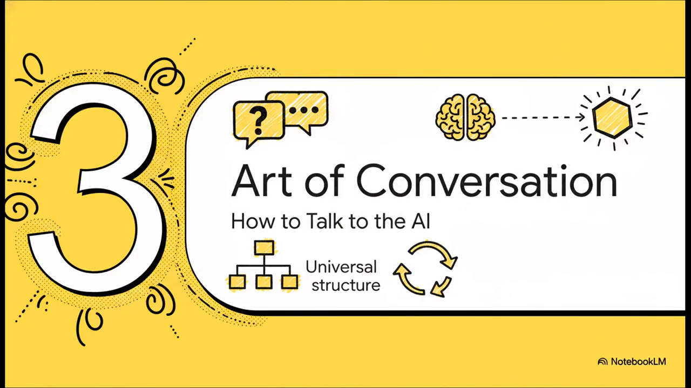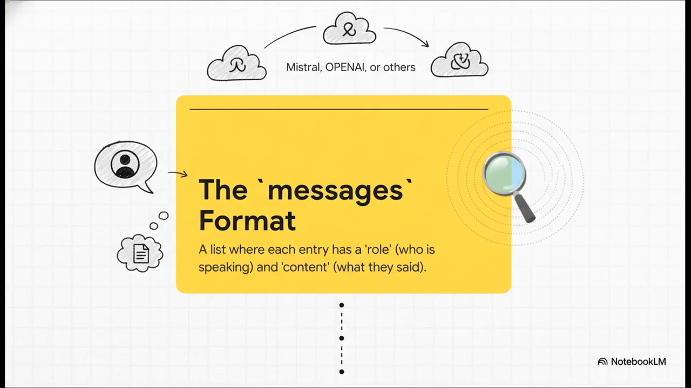Okay, so you're all set up. Now we get to the really fun part. How do you actually talk to the AI? Well, it all comes down to a very clean and pretty much universal way to structure a conversation. And what's so cool about this is that basically everyone, Mistral, OpenAI, you name it, uses the same exact format. It's just a list of messages. And every single message in that list has just two pieces, a role, which tells you who is talking, and content, which is, you guessed it, what they said.